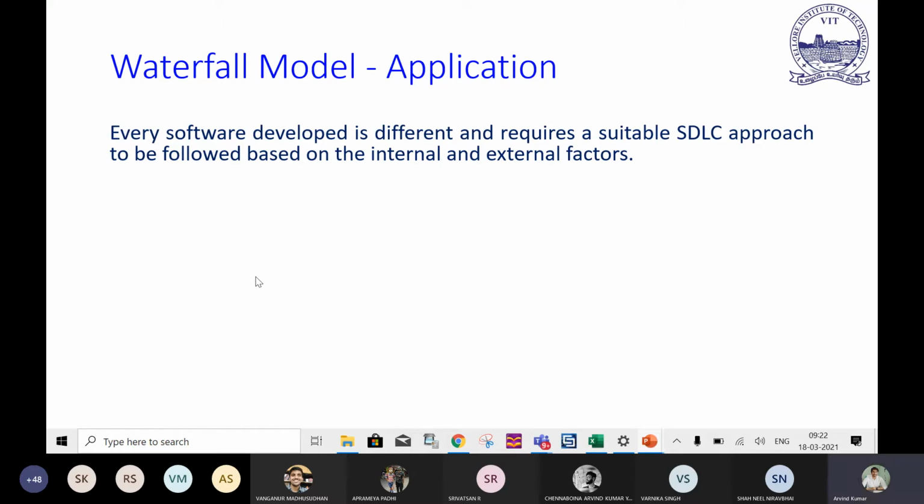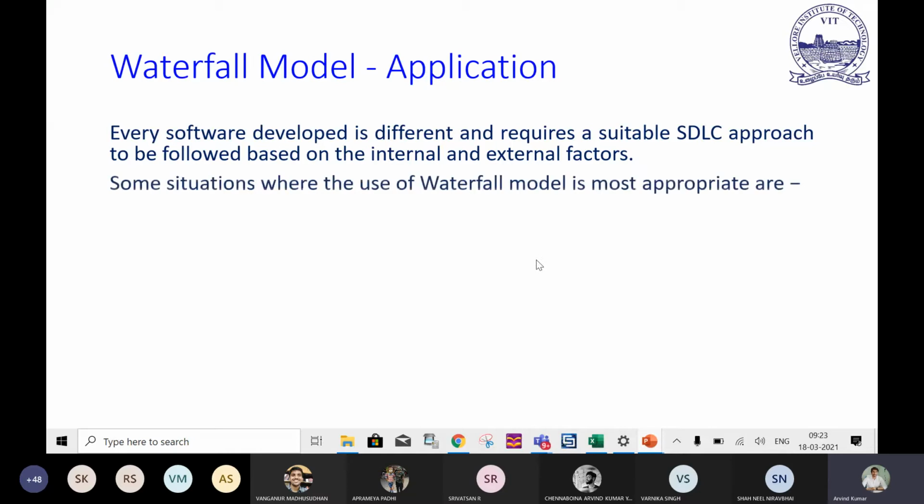In that way you can understand its advantages. Every software developed is different and requires a suitable SDLC approach to be followed based on the internal and external factors. More importantly, it depends on budget also. If a software engineer spends more time, its rate will increase accordingly, you can say.